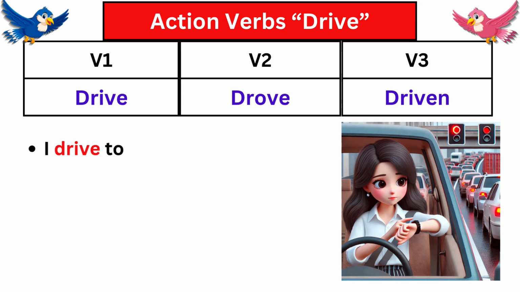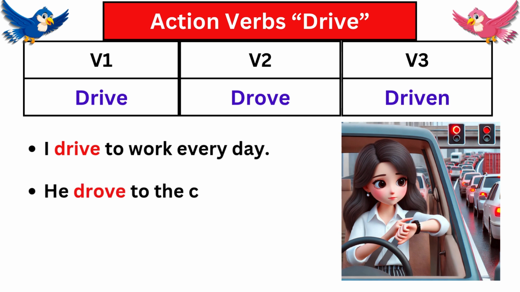V1, present simple: I drive to work every day. This means I do this regularly. V2, past simple: He drove to the city yesterday. This happened in the past.